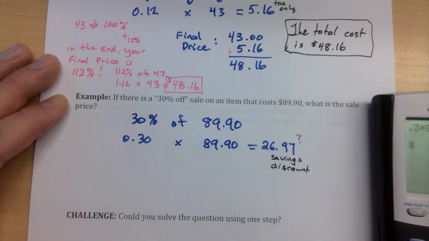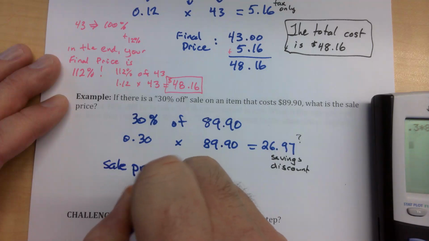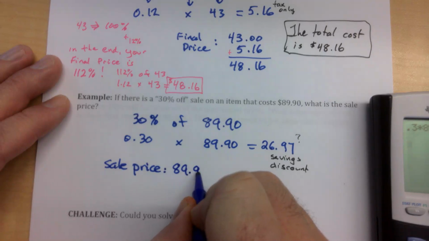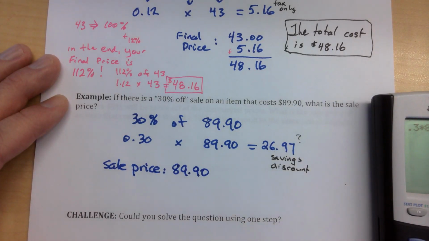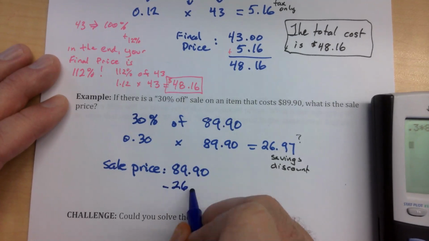Okay, so the sale price then is: take your regular price. But what are we going to do? Add or subtract? We're going to subtract. Okay, we're saving money here.